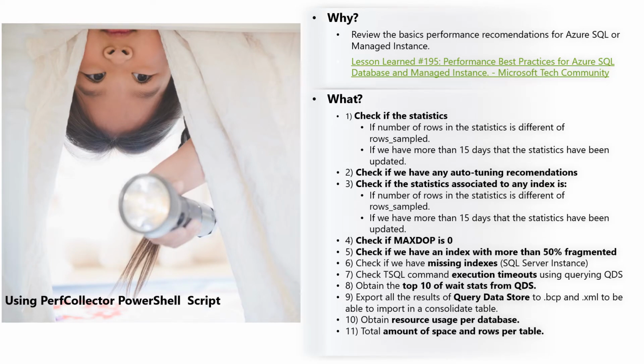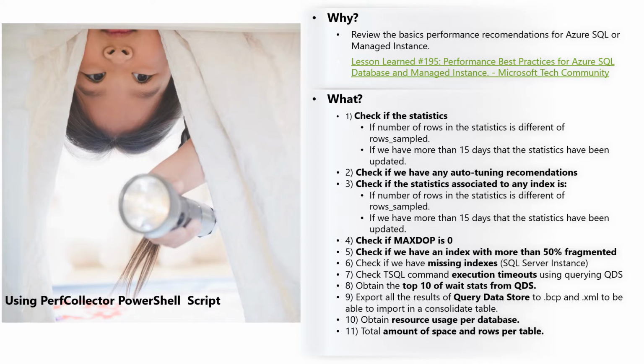What does this PowerShell script do? It is going to do 11 actions per database. The first action is to check if the total number of rows is different than the rows sampled in the statistics, because SQL Server updates the statistics automatically using a sample, or if the statistics were last updated more than 15 days ago.